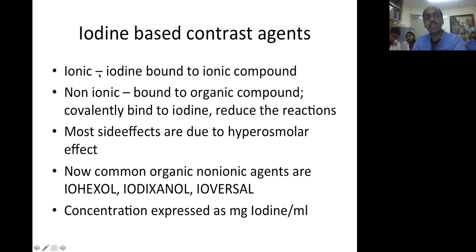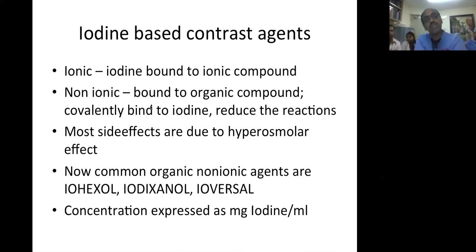ionic iodinated contrast. There is another group of substances which are bound to organic substances. Organic substance means anything that contains carbon, hydrogen and so on. So that's a covalent bond. It's not an ionic bond. So this is a covalent bond, and so this is non-ionic contrast. The reason why we are interested in ionic versus non-ionic.